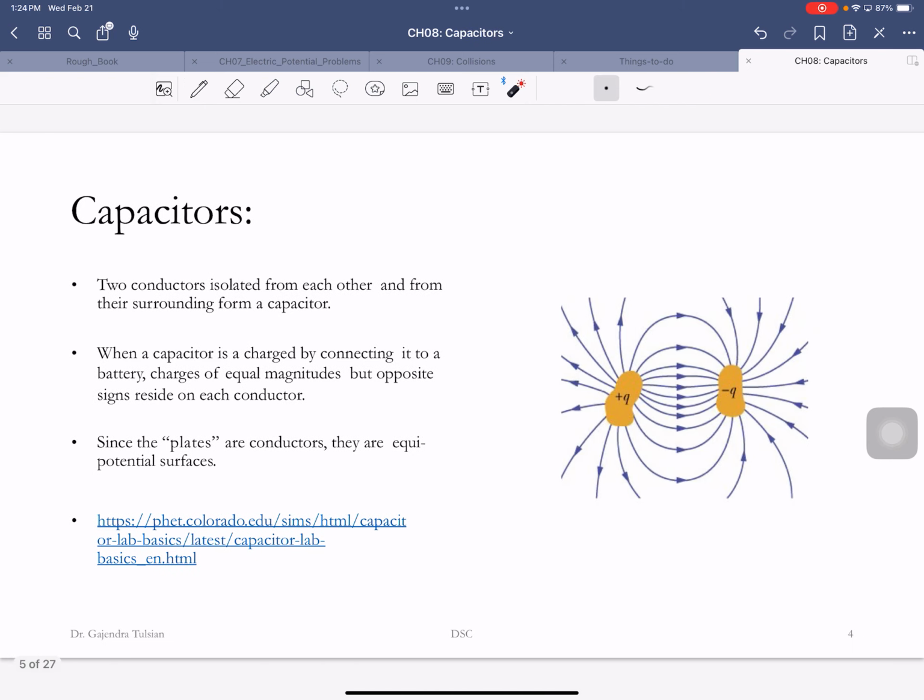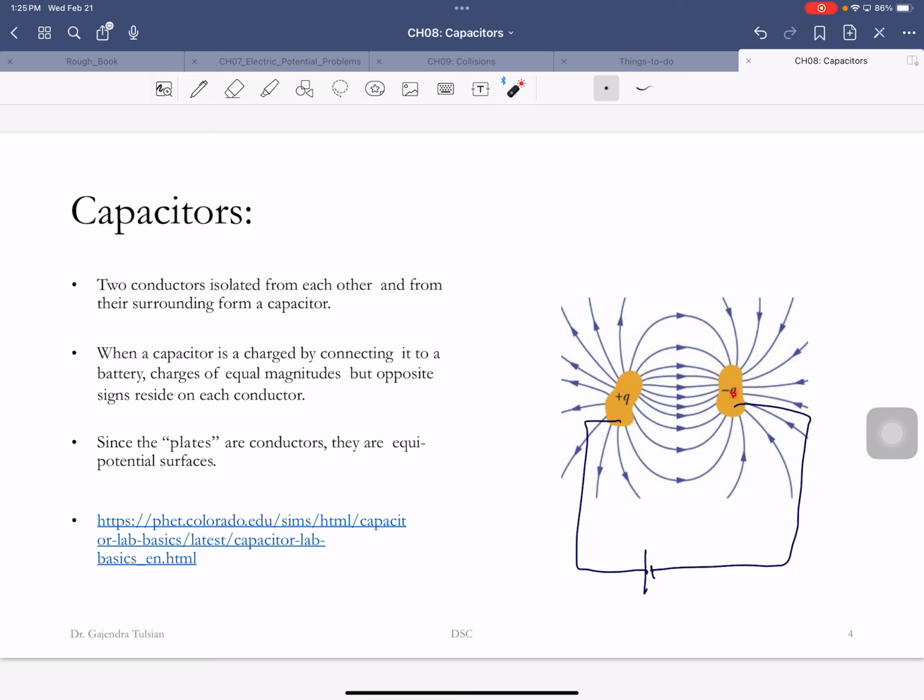All right, so to make a capacitor, all you need is 2 pieces of metal. Any 2 pieces of metal are good. If you connect the 2 pieces of metal to a battery like this, what will happen? Electrons will flow from here, and these electrons will repel these electrons, so you'll have equal and opposite charges on these 2 pieces of metal. So any 2 pieces of metal can be made into capacitors. 2 conductors isolated from each other and from the surroundings form a capacitor. When a capacitor is charged by connecting to a battery, equal and opposite charges reside on them.